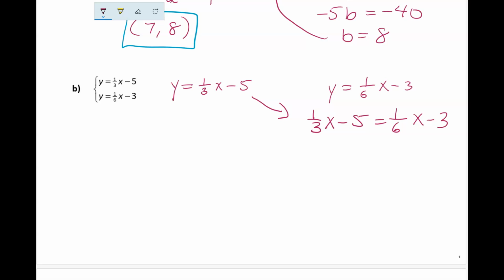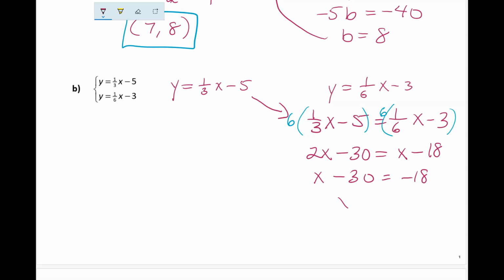And then we have a single variable equation, so we can solve it. We're going to want to clear the fractions, so I'll multiply both sides of the equation by the least common denominator of 6. And doing that multiplication, 6 times 1/3 is 2, so I've got 2x minus 30 equals, and 6 times 1/6 is 1, so we've got 1x minus 3 times 6 is 18. Subtract off an x from both sides, and then add 30 to both sides, and we'll get x equals 12.